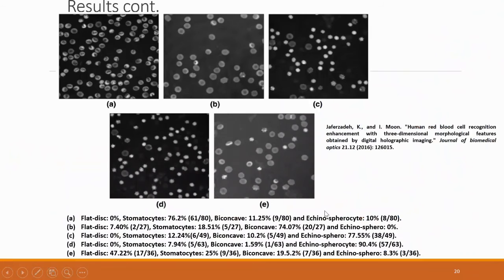Okay, let's look at some results here. After training the model, we gathered samples from different patients and imaged the red blood cells with DHM. Now we are trying to classify them and see which morphology is dominant in the sample. On the left side, on A, we see a sample which suffers from stomatocyte. This is a kind of disease which some people suffer from. B is a normal red blood cell. C is a spherocyte. This one is an echinocyte, and this one has a lot of flat discs.